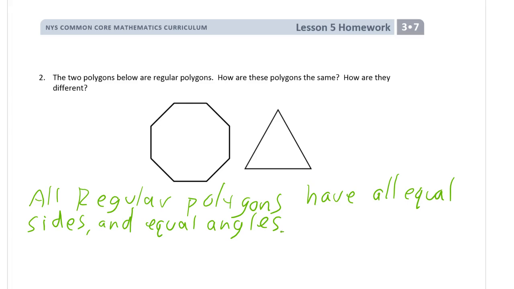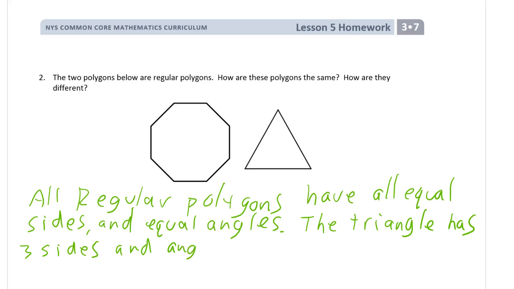The difference is the triangle has three sides and angles. And it's an octagon, I think. 1, 2, 3, 4, 5, 6, 7, 8.